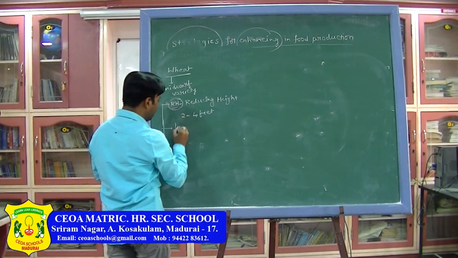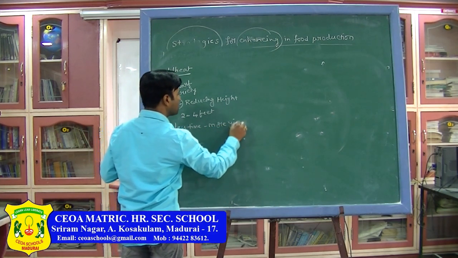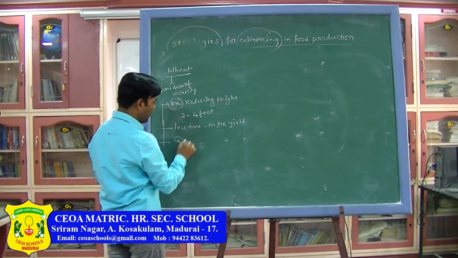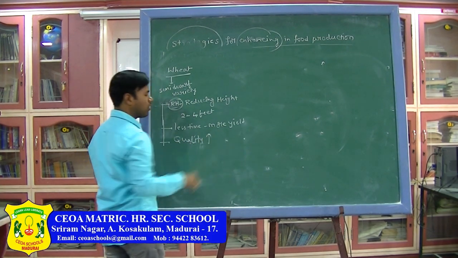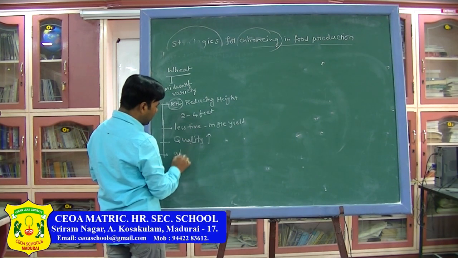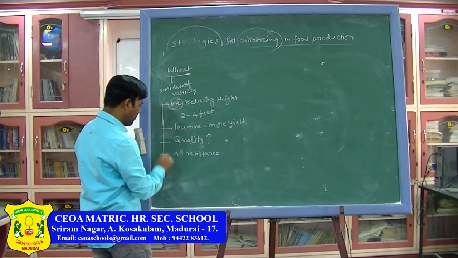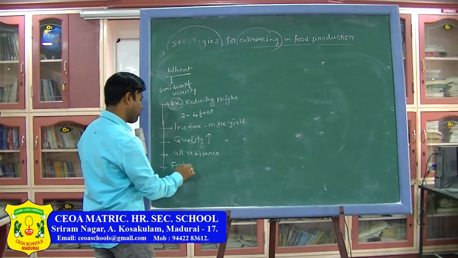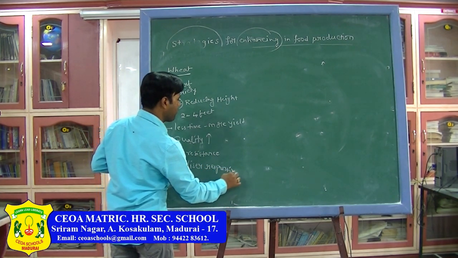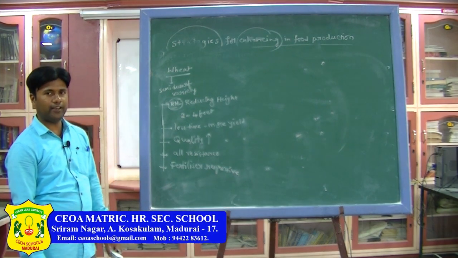Next, in less time, more yield. Then quality, nutrition also more. Next, it is showing all types of resistance and fertilizer responsive. Fertilizer responsive. So, these are all the characters of the semi-dwarf variety of the wheat we got.